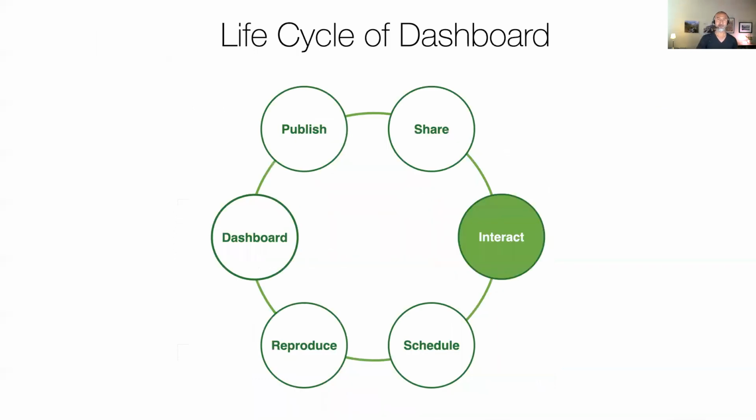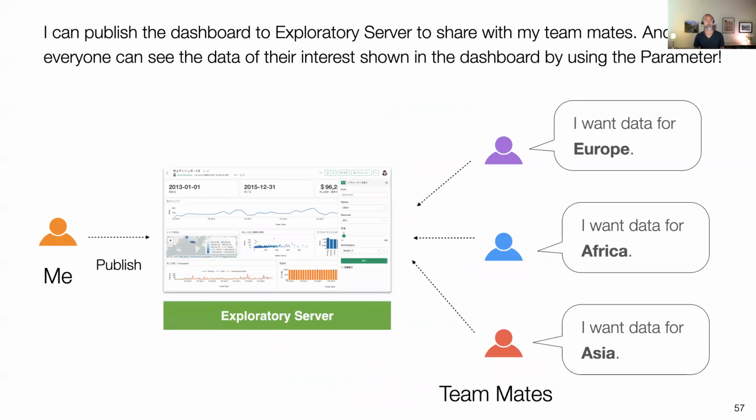And now let's move on to the next step of the life cycle, which is Interact. And Interact is really about something called parameters in Exploratory. By using that, when you publish something, some people want to see only a particular set of the data. Let's say this person is in Asia, and they want to see the Asia-related data instead of the entire world. So you can create parameters to do such things.